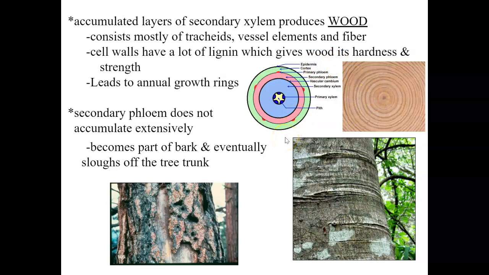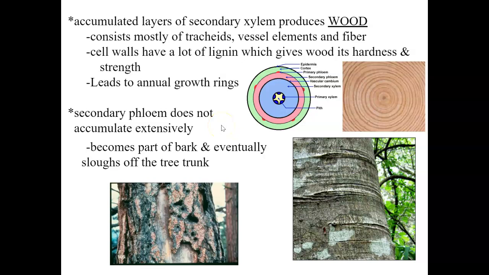So then again, secondary phloem, where would that be? Well, that's not shown in this picture. It's going to be way on the outside. In this picture, it's shown in pink, because here's our vascular cambium in black. And so this is going to be our secondary phloem, and it doesn't accumulate extensively over time.